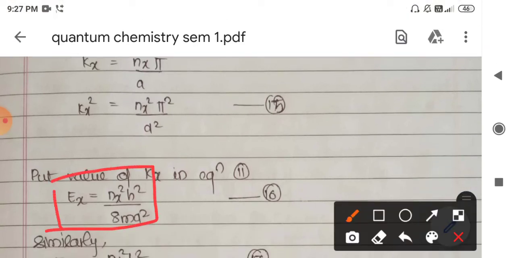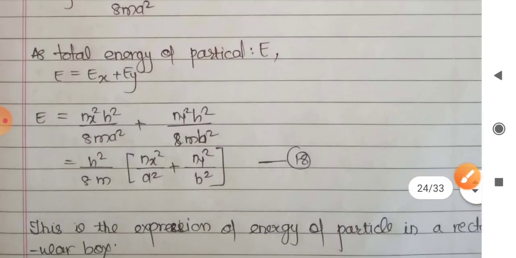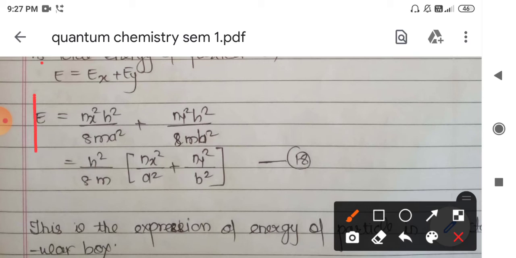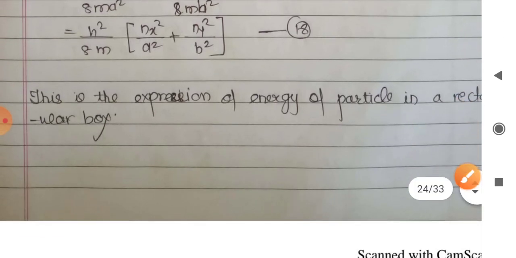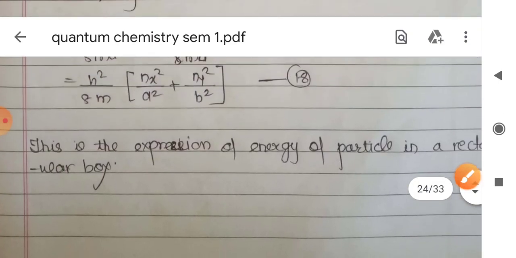Again the same type of energy we will obtain, that is n square h square upon 8 m a square. Along the y direction also we get the same type of equation, and finally the overall energy of the system will be given by this equation: h square upon 8 m into the bracket nx square upon a square plus ny square upon b square. So this is the expression of energy for a particle in the rigid two-dimensional box, for the rectangular type of box.